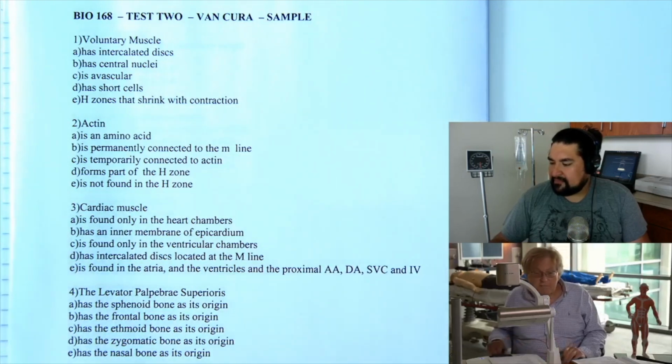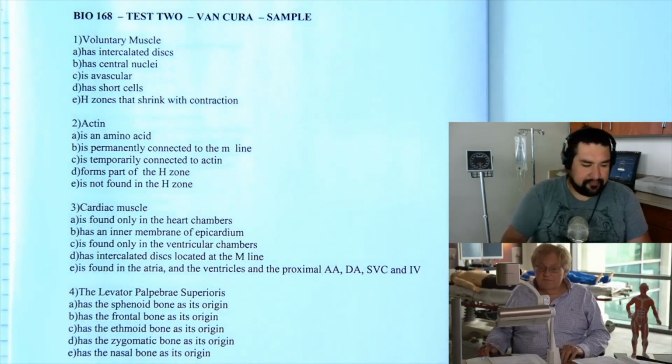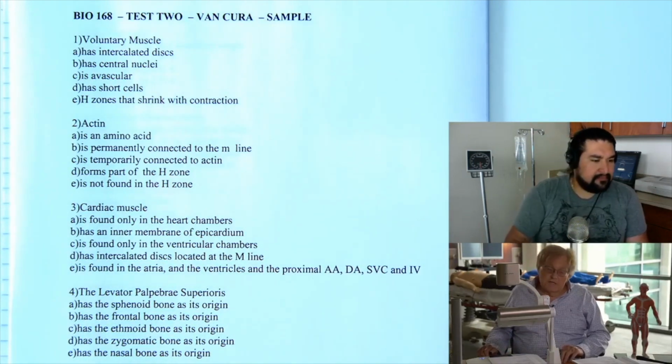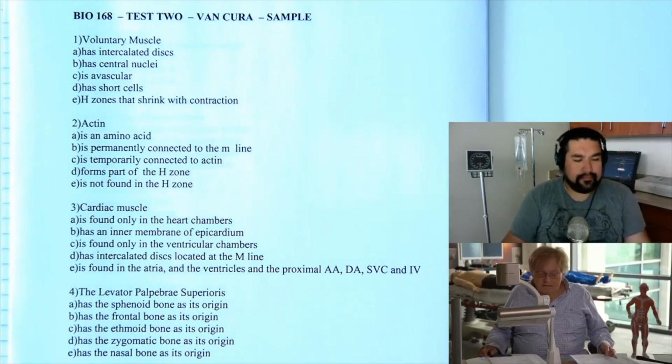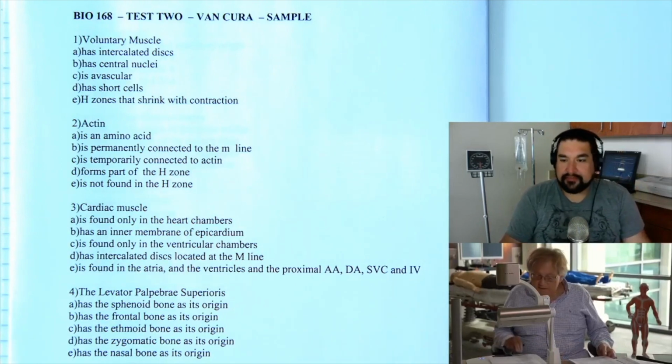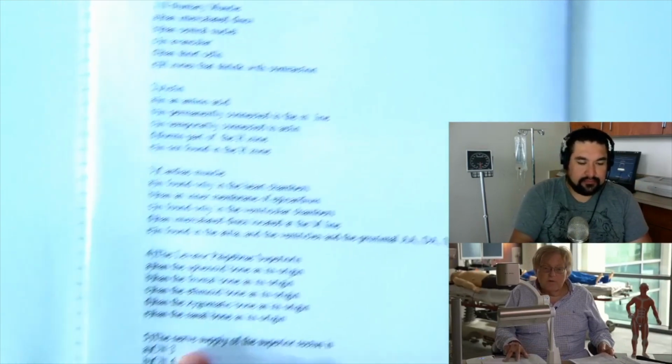I don't expect you to memorize all that, but when you see a muscle on a test or a sample test, look up that muscle and you'll get an understanding of where it is, what it does, and where it's connected. How about we start by taking a look at one of these questions.